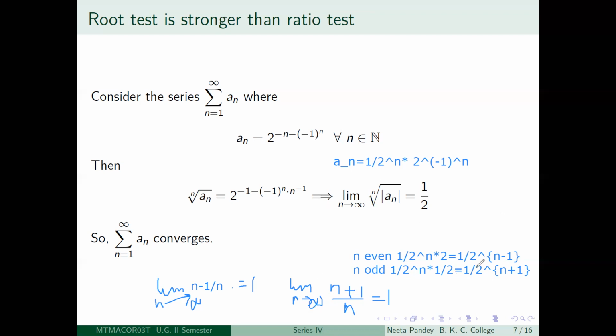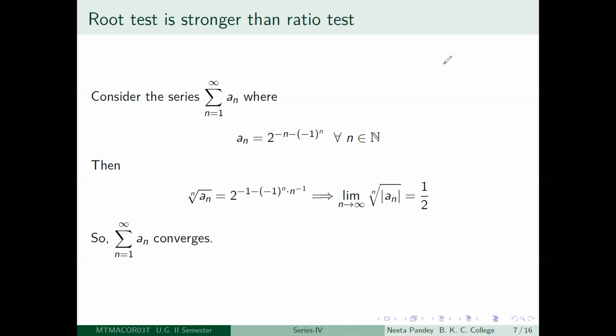So in either of these two cases, even or odd, the subsequence of the nth root of an is a convergent sequence and it converges to half. Therefore, the original sequence, the nth root of an, will also converge to half, and half is naturally less than 1. So by the root test, you get that summation an converges, right? I hope I have made myself clear.